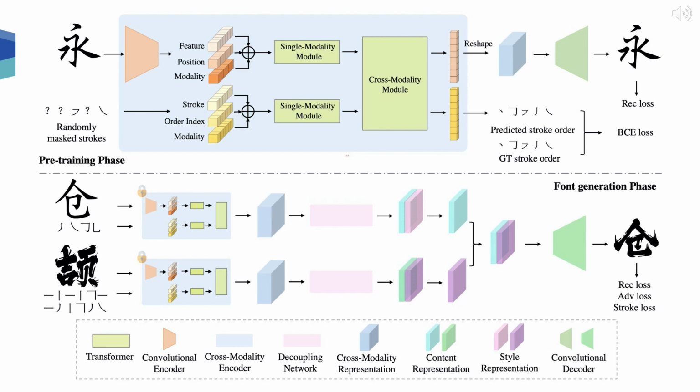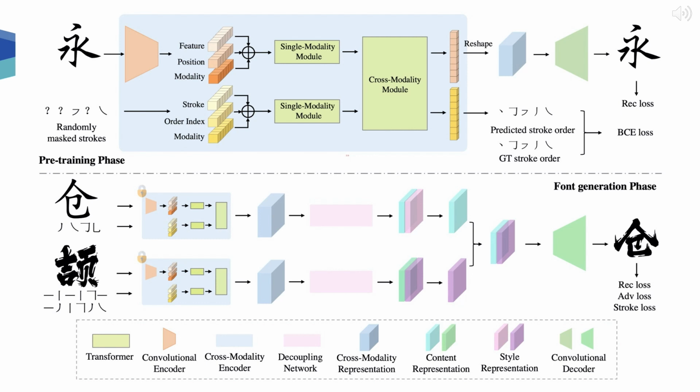Second, the font generation stage. The features of the source domain character and the reference character are extracted respectively through the pre-trained feature extractor, and the decoupling and recombination is performed to finally generate the source domain character with the same font as the reference glyph. In this phase, the encoder of the pre-trained part is fixed, and only the decoupling network and decoder are trained.